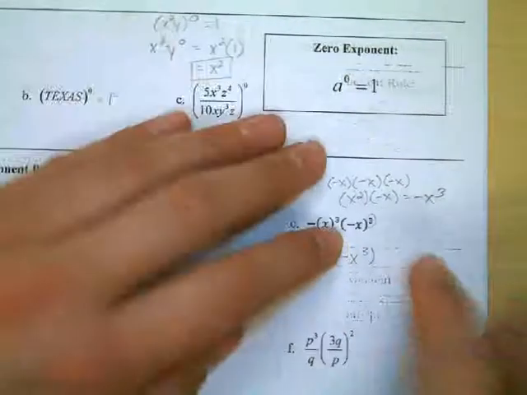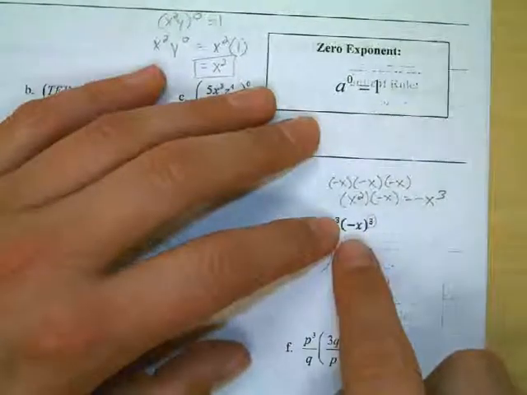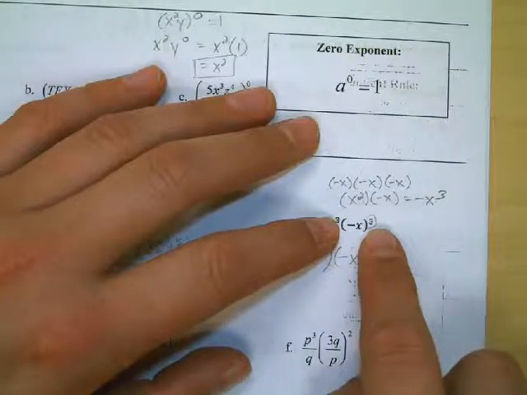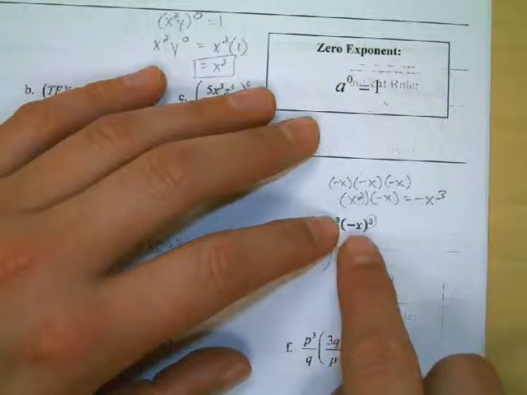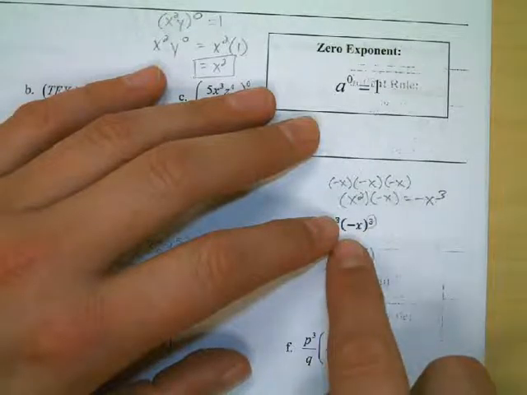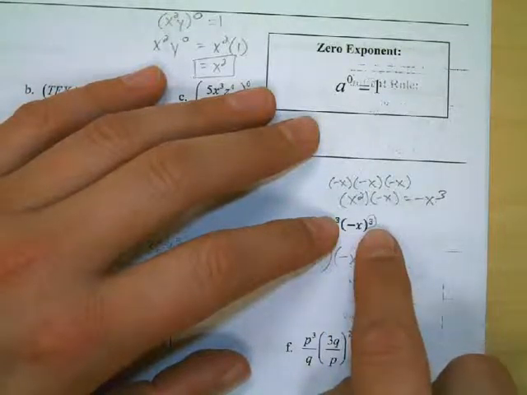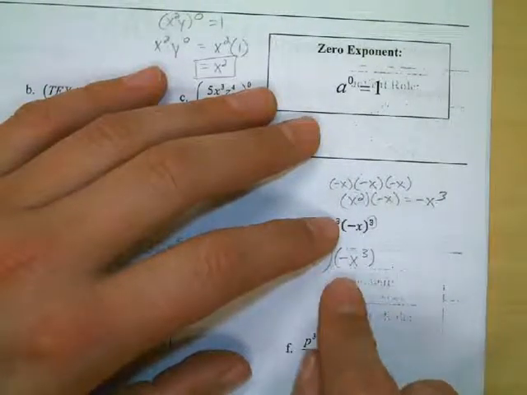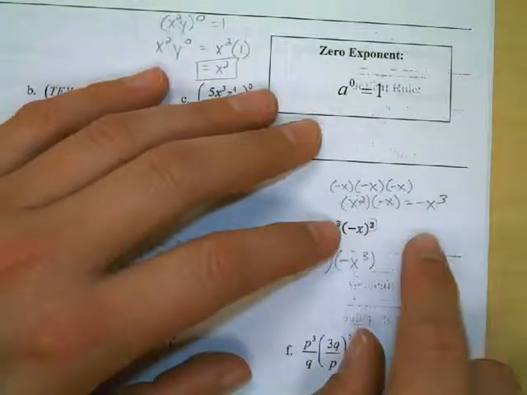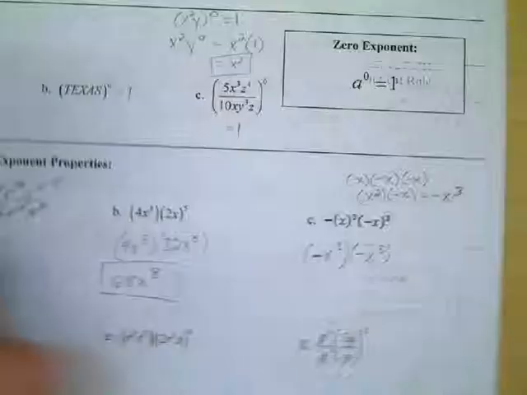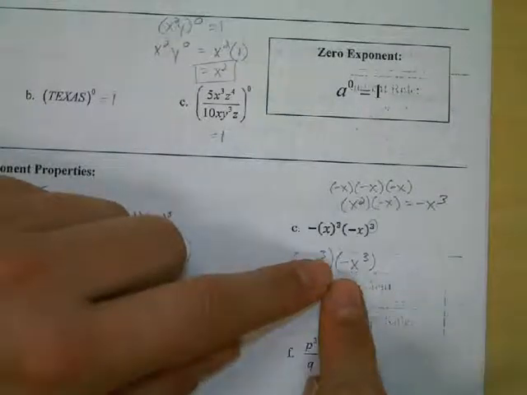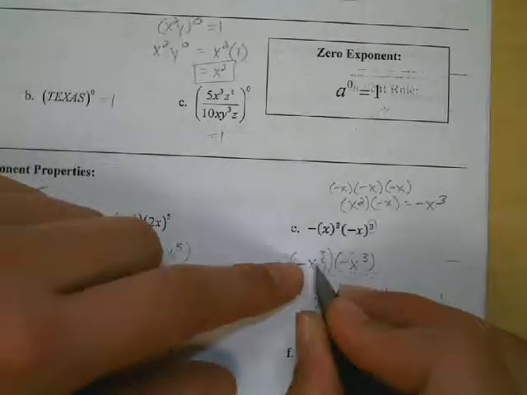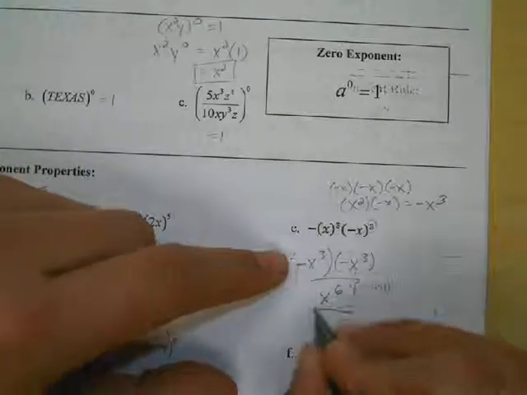So if you have a negative inside, okay, and the exponent is odd, it'll be negative. If the exponent is even, it'll be positive. Okay, so 3, 5, 7, 9, those are all going to give me a negative at the end. And if it's even, 2, 4, 6, 8, it's going to become a positive at the end. So then negative x cubed times negative x cubed. Well, the negative times negative makes a positive, and x cubed times x cubed makes x to the 6th power.